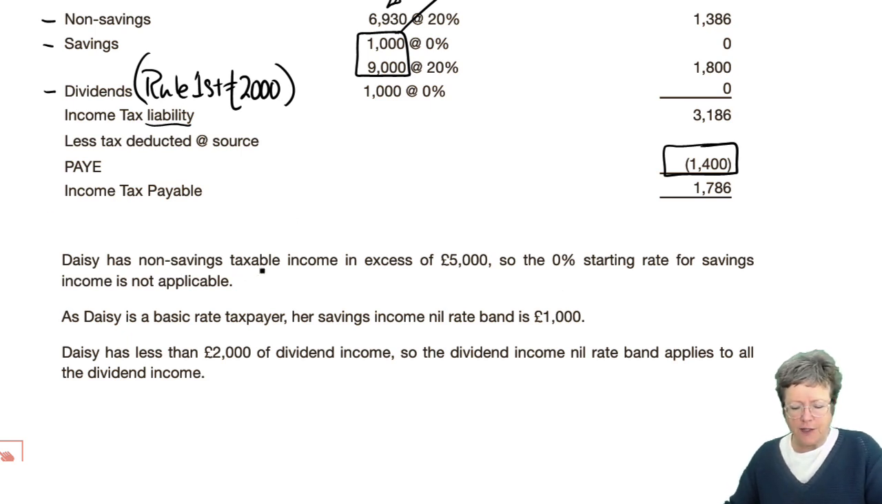Daisy has non-savings taxable income in excess of 5,000, so the starting rate is not applicable. She's a basic rate taxpayer, so the nil rate band is £1,000. She had less than £2,000 dividend income, so the dividend income nil rate band applies to that.